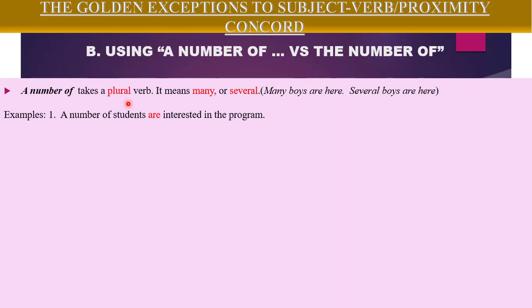Let's have these examples. A number of students are interested in the program. We don't have a specific number, so we will select a plural verb. Let's look at the second example. A number of thieves have been arrested. We chose have because we used the expression a number of. It doesn't specify any specific quantity. Therefore, we select a plural verb.